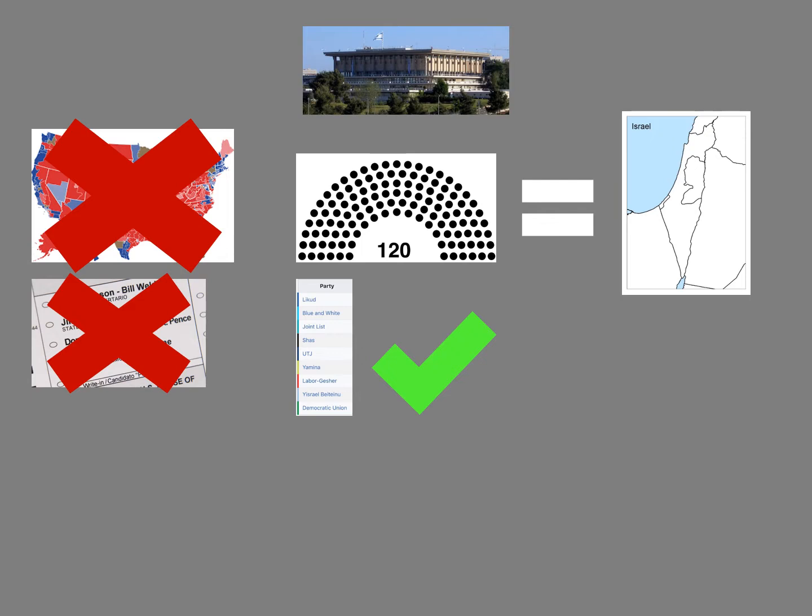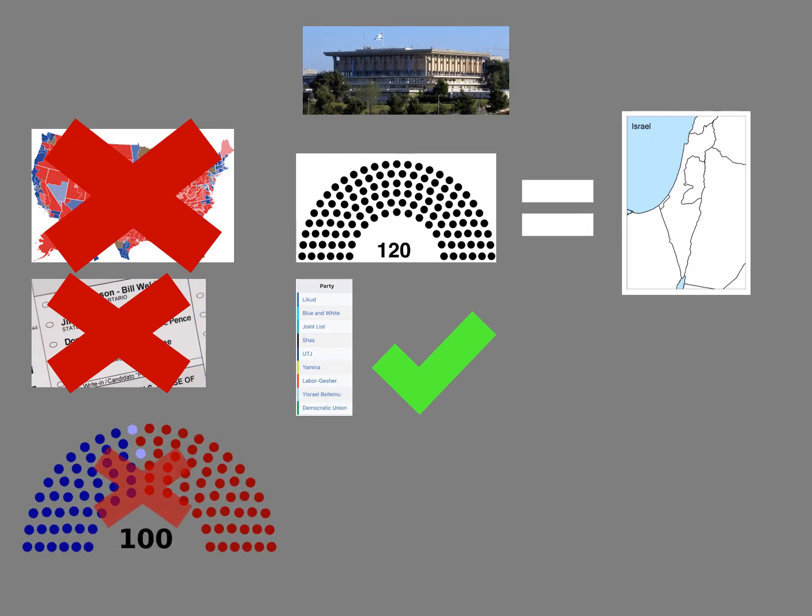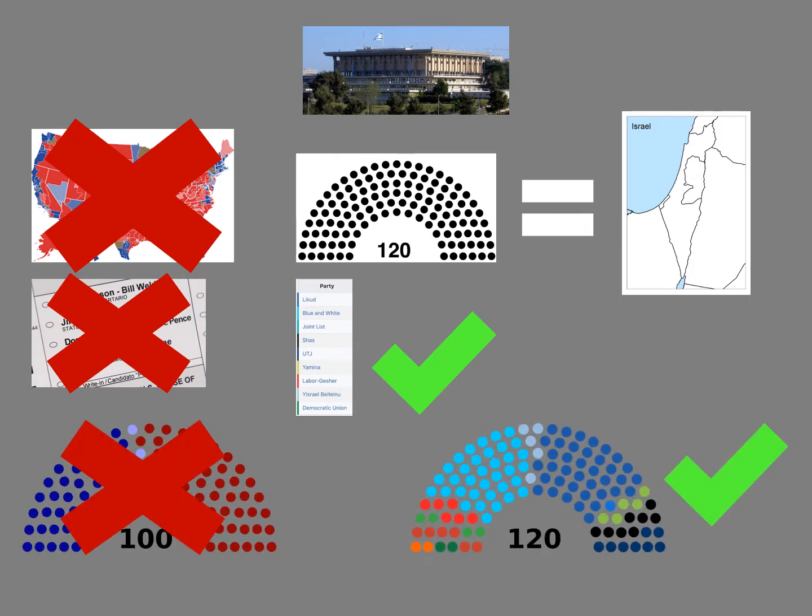As long as a party receives at least 3.25% of the vote, they will win seats in the Knesset. This low threshold makes it very easy for smaller parties to win seats, and for new parties to form. As a result, the Knesset can have MKs from upwards of a dozen parties or more. This stands in stark contrast to America's two-party system.